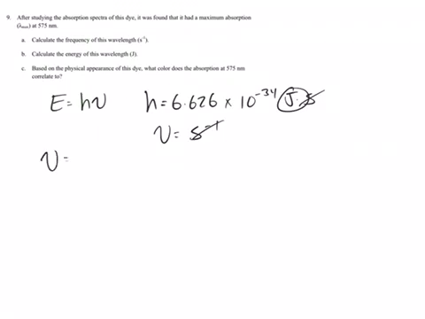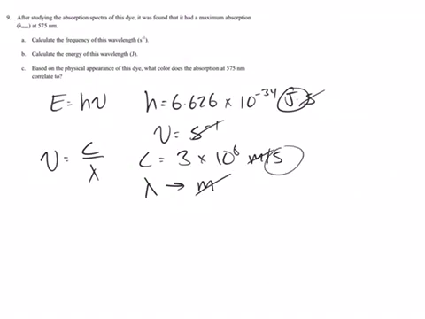We can also define frequency as c over lambda, where c is the speed of light, and it's 3 times 10 to the 8th meters per second. And lambda is the wavelength of our light, and it is measured in meters. We need to make sure we convert our wavelength of light from nanometers to meters so that it cancels out to give us a frequency in inverse seconds.